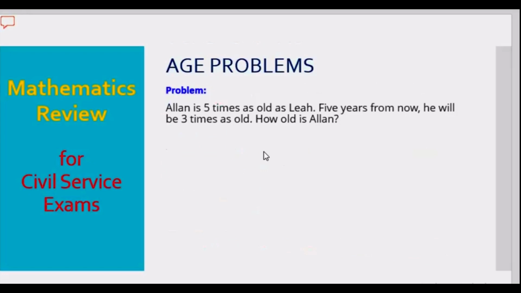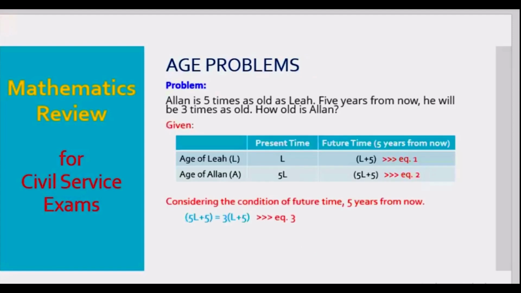Okay, this problem: Alan is 5 times as old as Leah. 5 years from now, he will be 3 times as old. So how old is Alan? In this particular problem, there are 2 sets of time. We have the present time and the future time, which is 5 years from now.